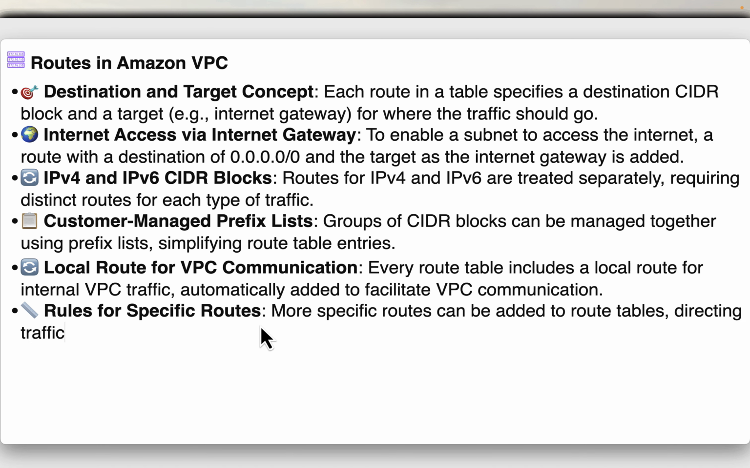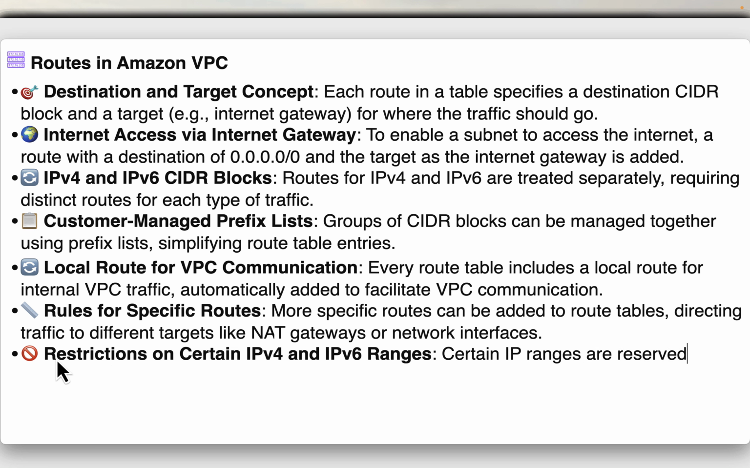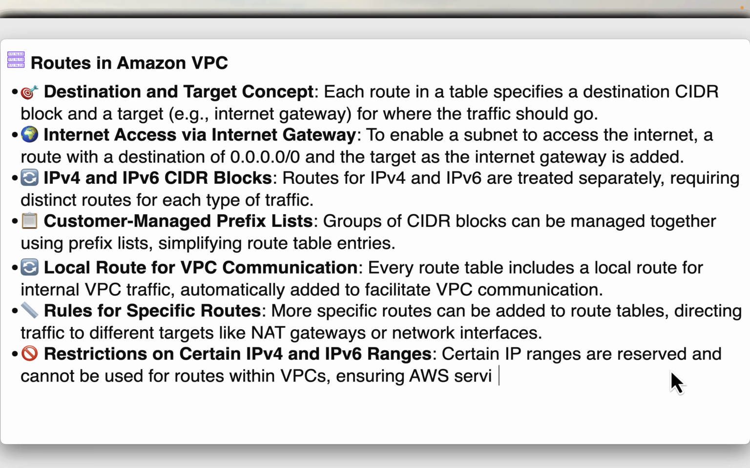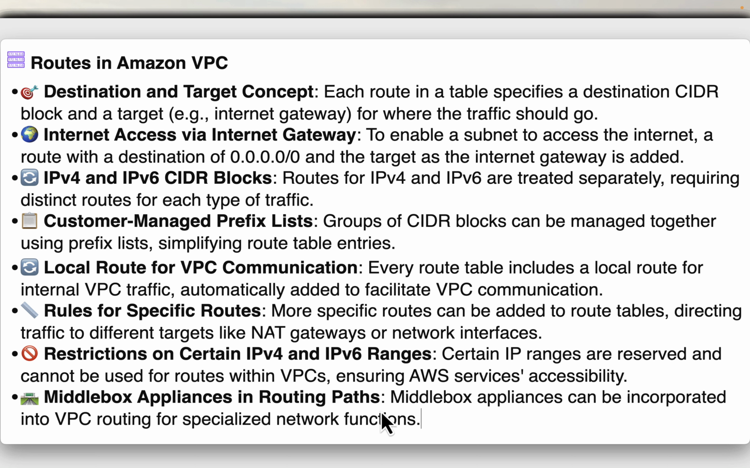Rules for specific routes. More specific routes can be added to route tables, directing traffic to different targets like NAT gateways or network interfaces. Restrictions on certain IPv4 and IPv6 ranges. Certain IP ranges are reserved and cannot be used for routes within VPCs, ensuring AWS services accessibility. Middle box appliances and routing paths. Middle box appliances can be incorporated into VPC routing for specialized network functions.